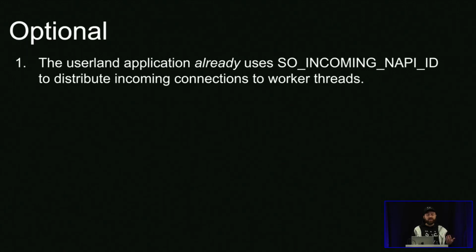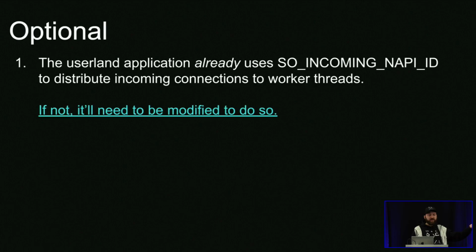Optional, this is not required to use interrupt suspension, but it definitely helps a lot. The first is that if your userland app already uses SO_INCOMING_NAPI_ID to distribute connections to worker threads, that's really helpful because it reduces the amount of work you need to do. Because if you don't already use this in your userland app, well, the bad news is that you're going to need to modify your userland app to do this. And somebody asked a question a couple days ago, like how many apps are already using this. One popular one that I know of that's already using SO_INCOMING_NAPI_ID is Memcached.